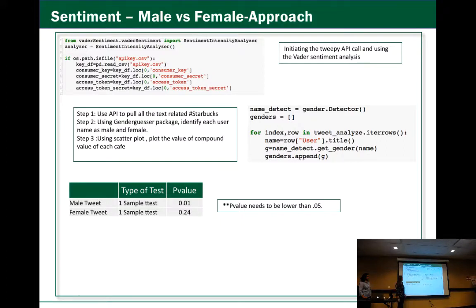The approach we took was we used Tweepy to get all our tweets. We used the Vader sentiment to get sentiments for the tweets. And we used a new package called Gender Guesser, which determines whether a person who's tweeting is a male or a female. There were also some unknowns, because if your user is not clearly male or female, it can't tell, so we pulled those off.